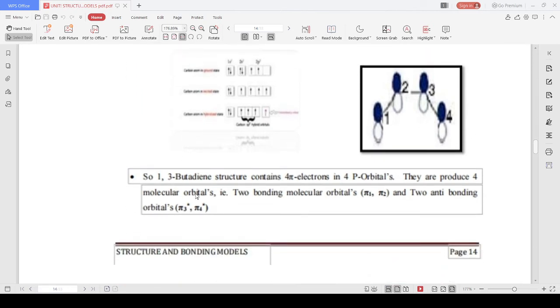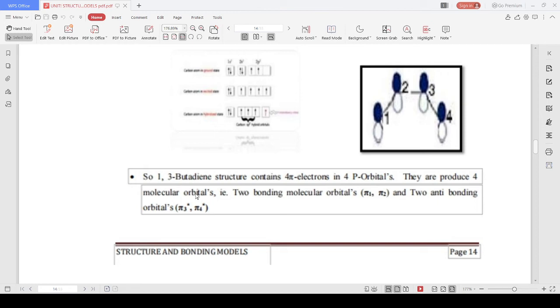And so the 1,3-butadiene structure contains 4 pi electrons in 4 p orbitals. The p orbitals form pi electrons. The 4 p orbitals and 4 pi electrons produce 4 molecular orbitals. That is 2 bonding molecular orbitals, pi 1 and pi 2, and 2 anti-bonding orbitals, pi star 3 and pi star 4.